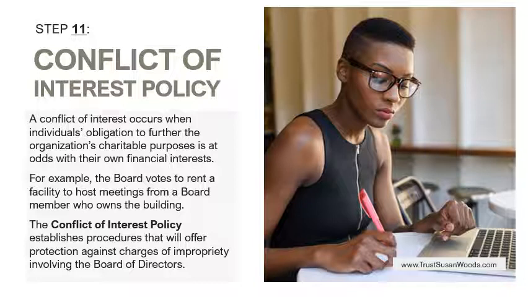Again, the conflict of interest policy is very, very important because it lets the community know that you are operating your nonprofit organization according to the guidelines that you established to earn 501c3 status. So this is step 11 of 20 steps to starting a 501c3 nonprofit organization.